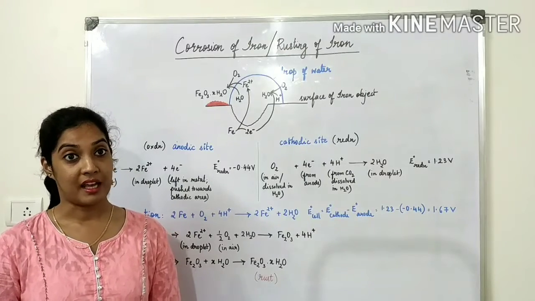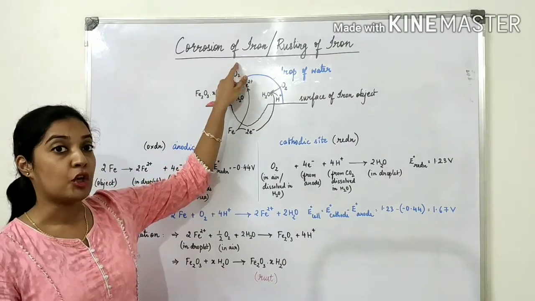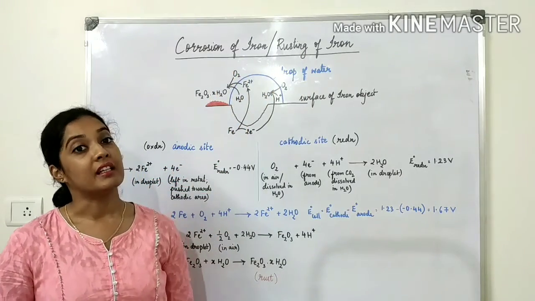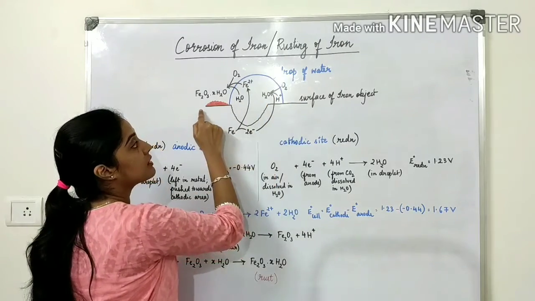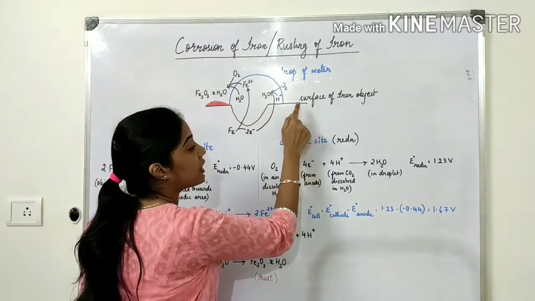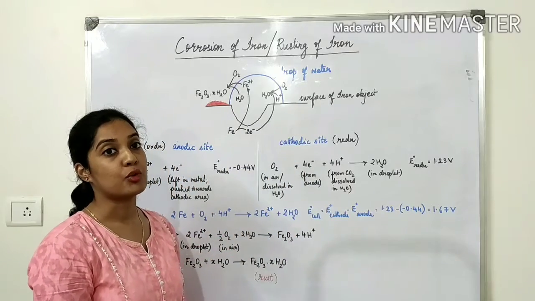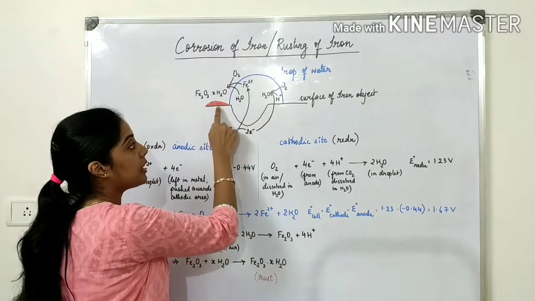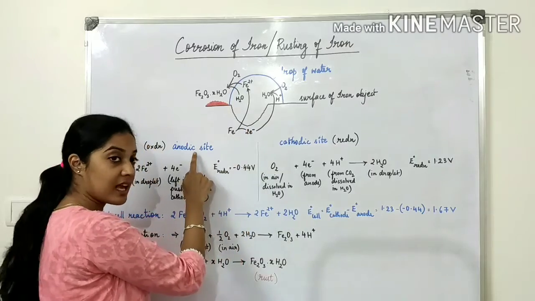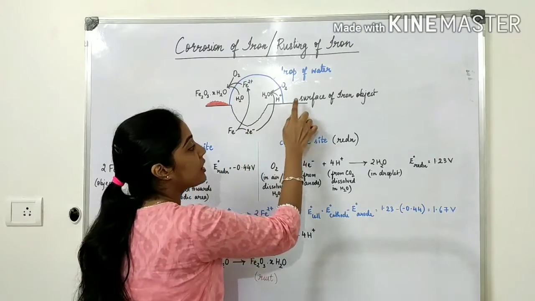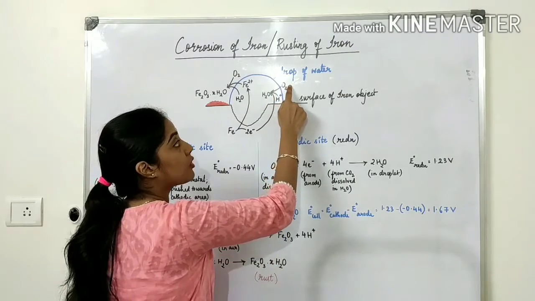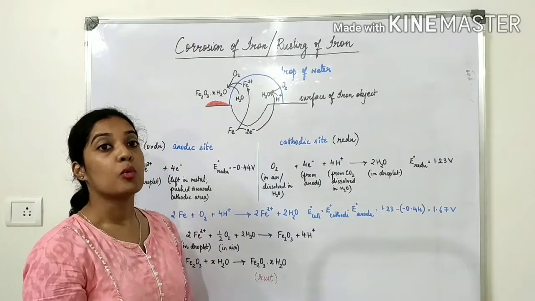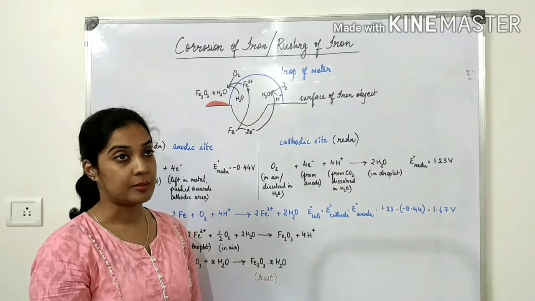Let us now understand the corrosion of iron or rusting of iron in a little more detail. A drop of water on the surface of an iron object will act as a miniature electrochemical cell. One part of the iron object will act as anode and another part will act as cathode. Moisture with dissolved oxygen and carbon dioxide will constitute the electrolyte.